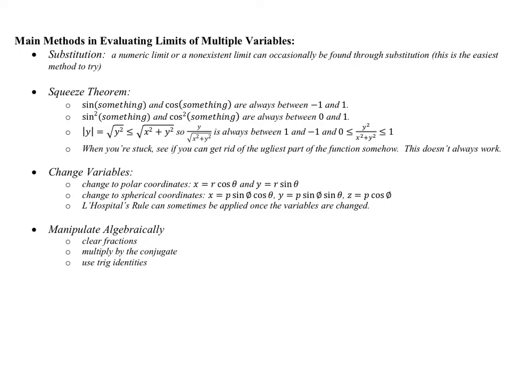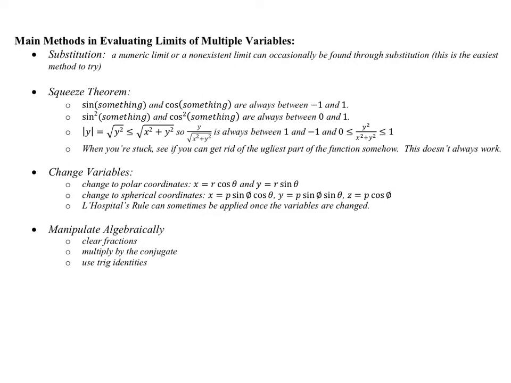The second method is going to be the squeeze theorem, and we've talked about the squeeze theorem over the last couple of years. The squeeze theorem is essentially the ability to take the unknown and squeeze it in between two different values or equations that do have limits that we can evaluate, and if they're the same on either side of the unknown, then the unknown must have the same limiting value. Now, there are a few things with multivariable limits that we want to focus on.